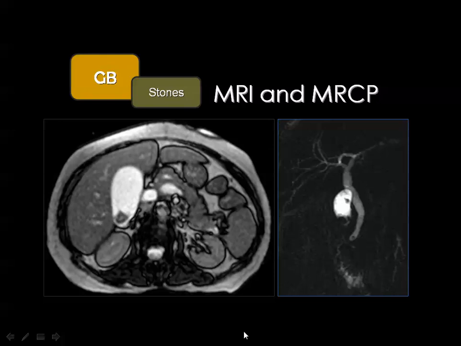And this is the MRI appearance of a gallbladder stone, and this is the MRCP appearance of gallbladder calculi as well as distal common bile duct stone.